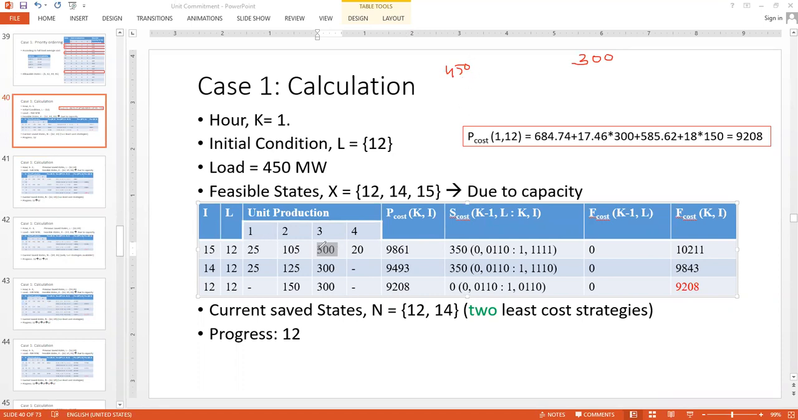Go to the highest cost unit. Highest cost unit now is 4. So you take the minimum from 4. Then the next highest cost is unit number 1. Take the minimum from it. Now you check how much is remaining. So it is 345.